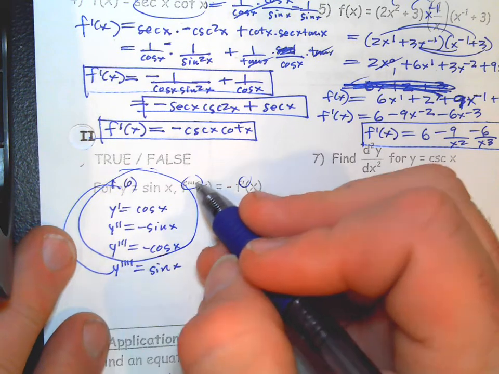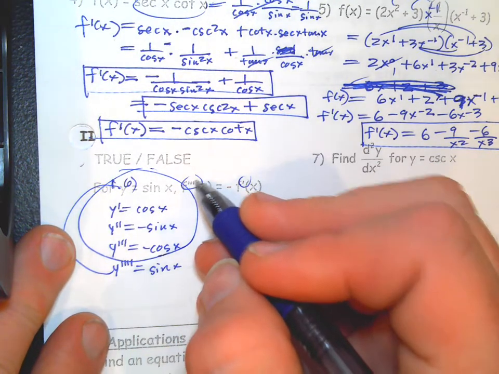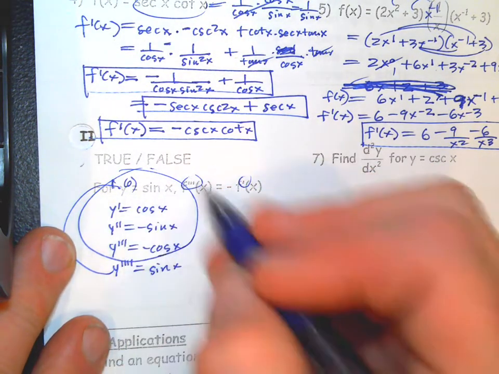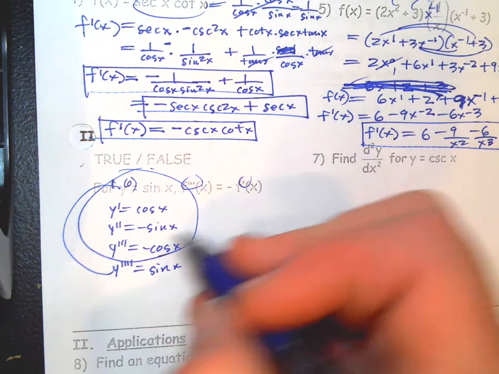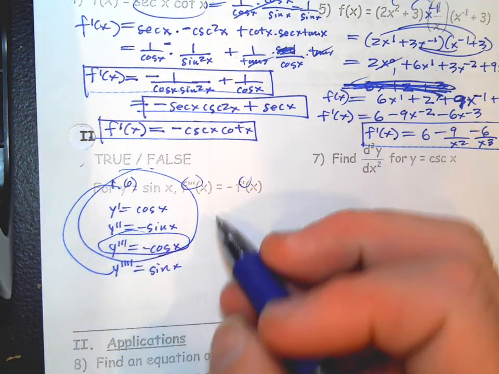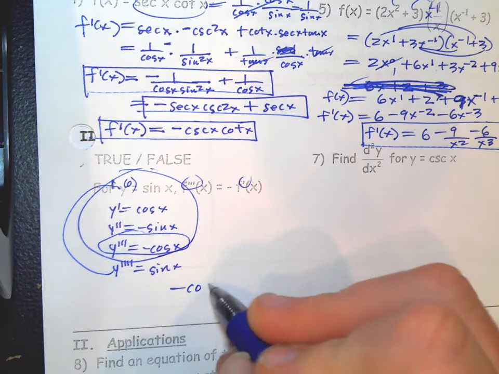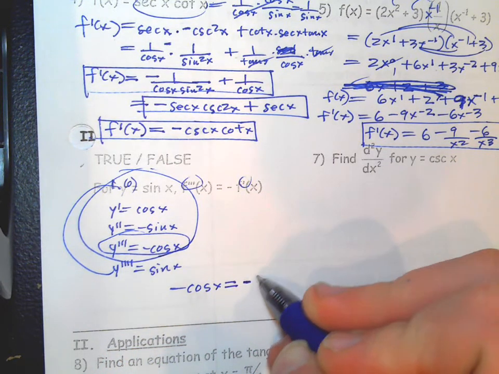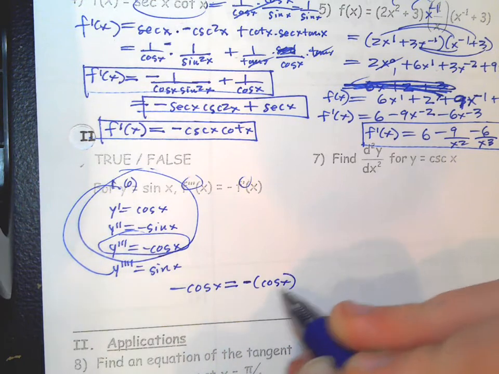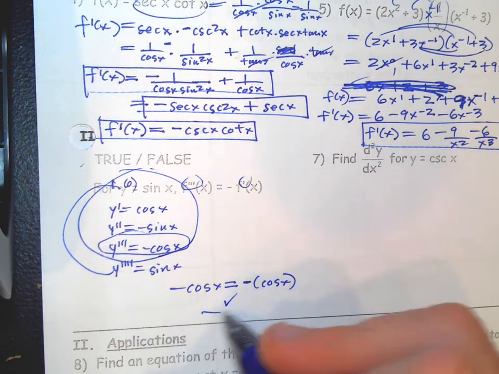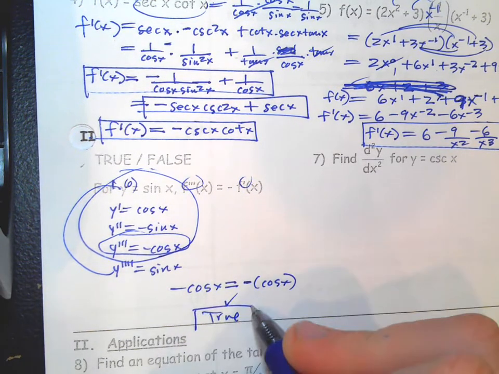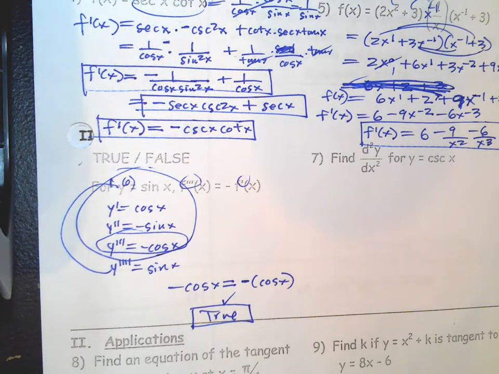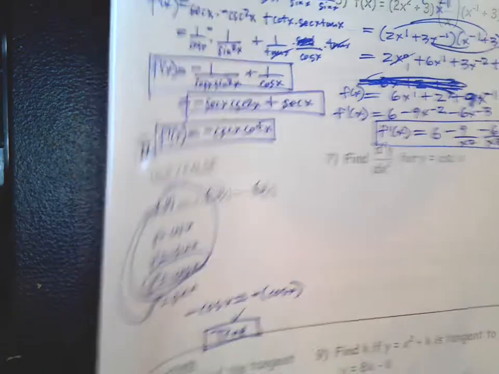But if they'd given us a bigger derivative, like the 20th derivative, then you really want to use the pattern. But I guess we could literally just say, okay, here's the third derivative. That equals negative cosine x. And then the first derivative is cosine x. And this is true. So support your answers. True, false.